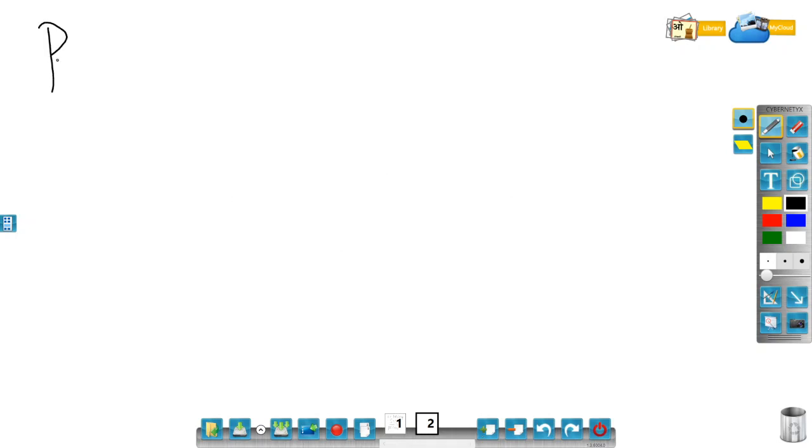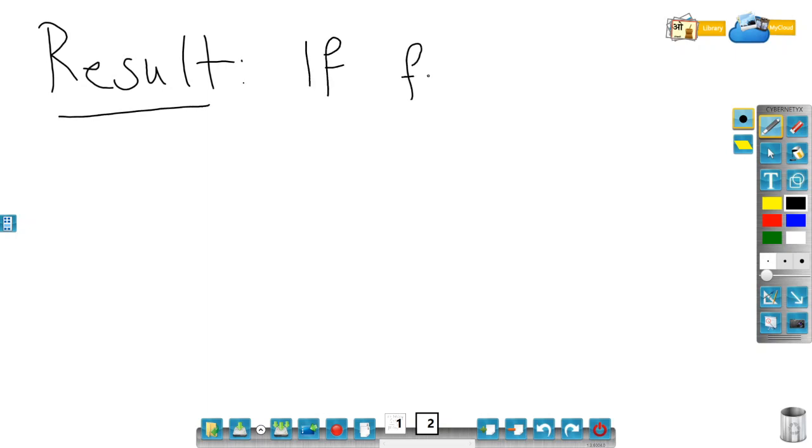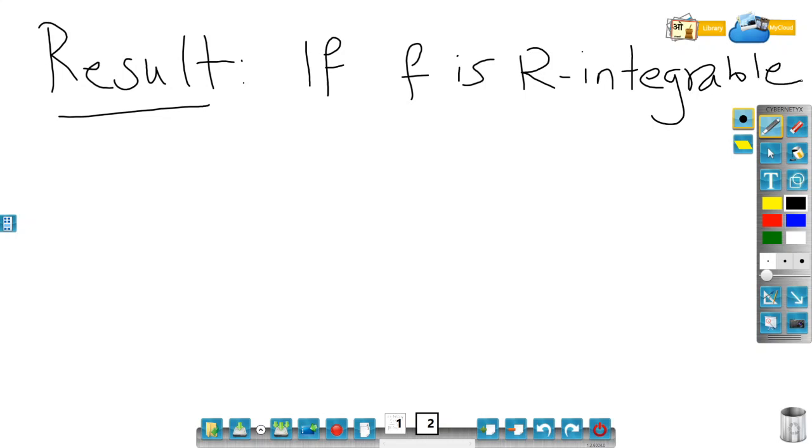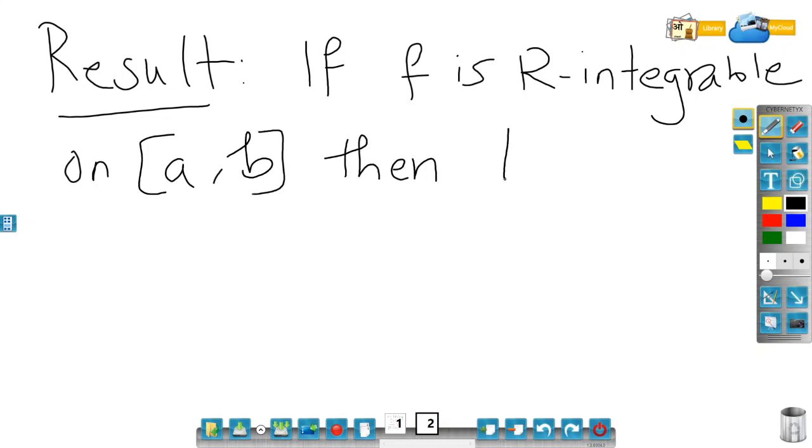So my result is as follows. If f is R integrable on the closed interval a comma b, then mod f is R integrable.